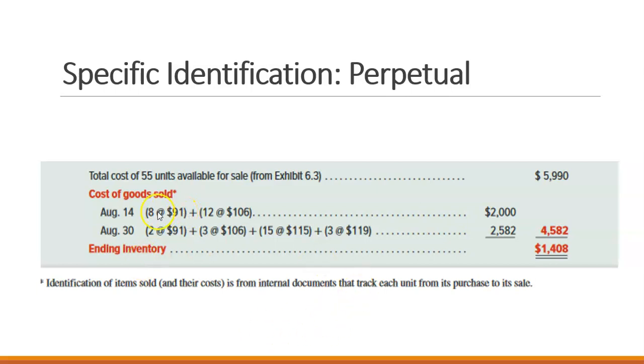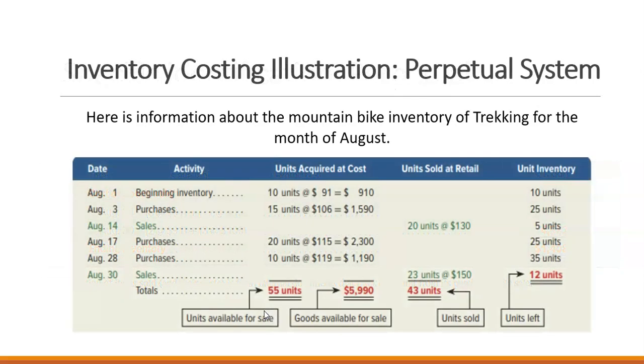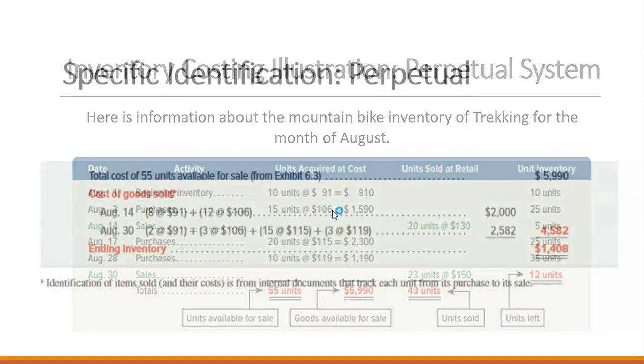So you see here these 8 items at $91 and 12 items at $106. If we go back to that inventory record, you can see that we had 10 units at $91 and 15 units at $106. So in these 20 units sold, 8 of them were the $91 units and the remaining were the $106 units.